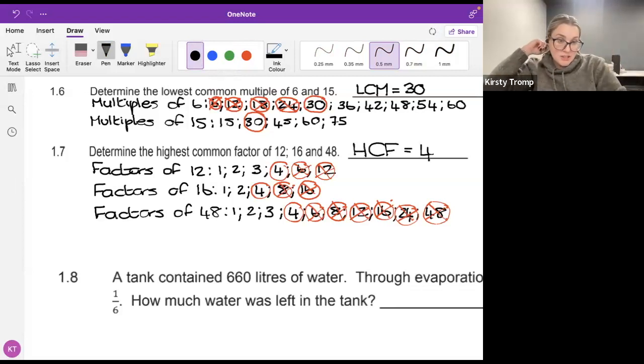Now, if your teachers taught you a different way how to do it using prime factors, and you are happy doing it that way, and you understand how to do it, you are more than welcome to do it that way as well.